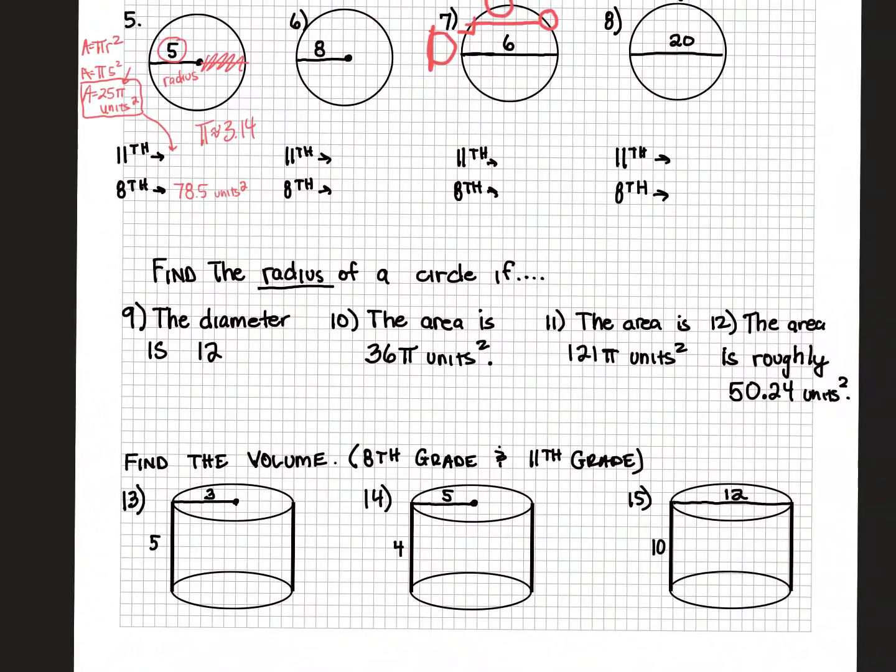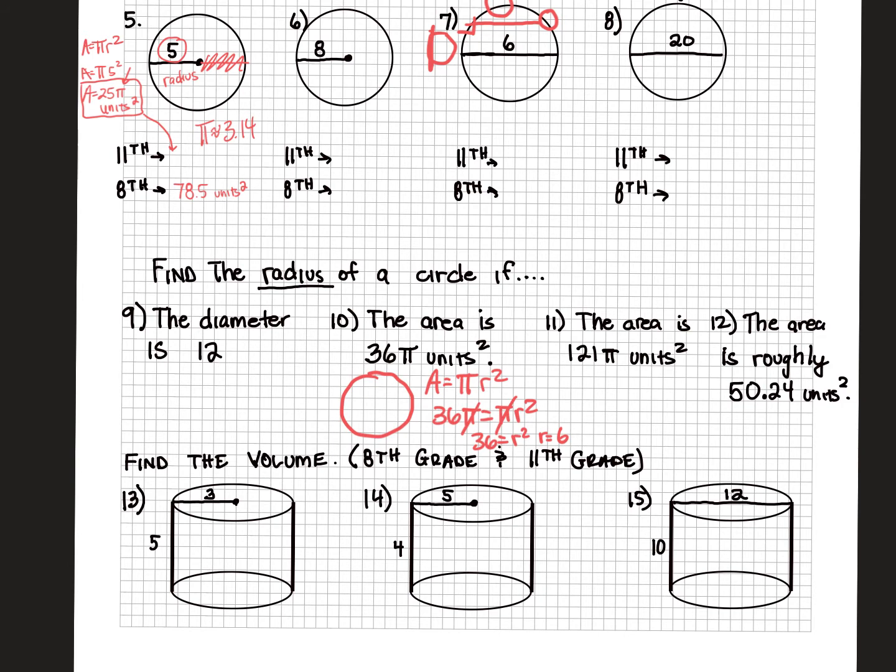Okay, guys, let's see. These ones down here: find the radius of a circle. If the diameter is 12, you should know the radius. If the area is 36 pi units, now think about that one. If I have a circle and the area is 36 pi, and the area is pi r squared, so 36 pi equals pi r squared. The pi's cancel out from both sides, and you get 36 equals r squared, so r must be 6.